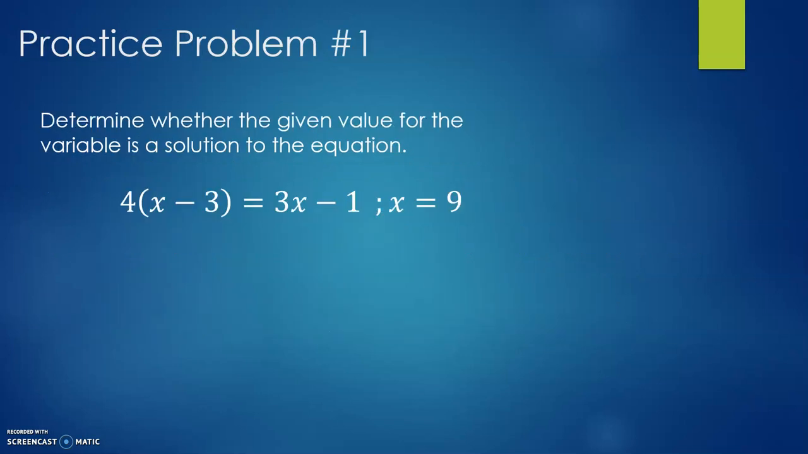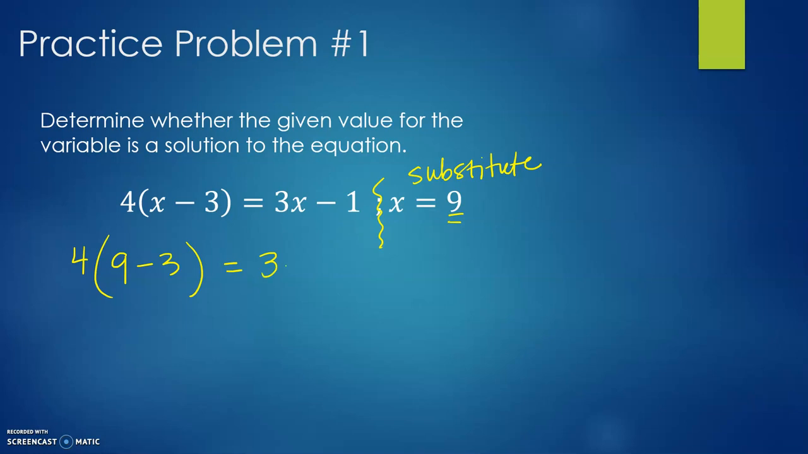So for this one, determine whether the given value for the variable is a solution to the equation. Do you see this semicolon here? That kind of separates our equation, and they're telling us to use 9 in place of x. We're going to use substitution. So we're going to substitute 9 in where there is an x. I'm just going to rewrite, and instead of it being x minus 3, it's going to be 9 minus 3. And we're going to see if that equals the other side. 3x means 3 times x, so 3 times 9. And then we'll subtract 1.